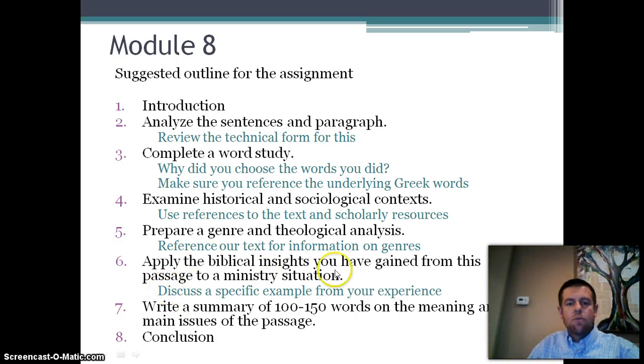Then the last real main part is applying the insights that you've gained to a ministry situation. And I would like you to do an actual situation that maybe you've experienced rather than some hypothetical advice for someone. Think back, and what does the passage that we're studying have to do with something that you experienced? And how does that passage make sense of your own experience and how that might be applied now that you understand it a little bit better? Write a summary and then a conclusion, and then that's about it.